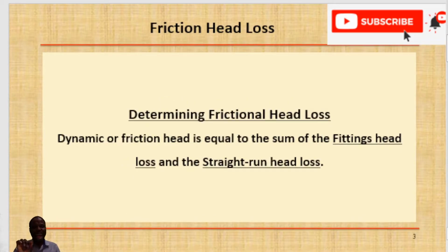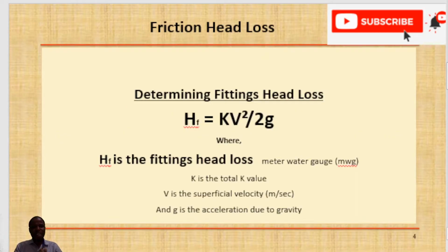Now, the frictional head loss is determined as the sum of the fittings head loss and the straight run head loss. I repeat, your frictional head loss is equal to the sum of the fittings head loss and the straight run head loss. So the question is, how do you obtain fittings head loss? How do you obtain straight run head loss? We are going to be looking at these two in this session. So now, taking fittings head loss first. The fittings head loss is determined by this expression: your HF equals KV squared over 2G.